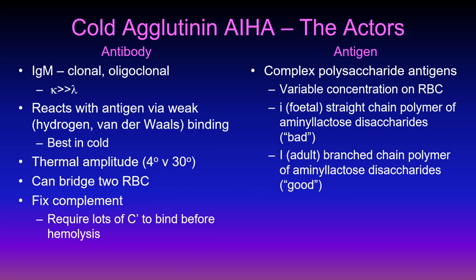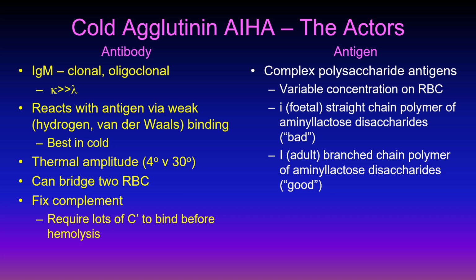So what are the actors in this play? Well, the antibody is different. The antibody is called an IgM antibody, a different kind of antibody. This is a very weak antibody that binds very weakly to red cells, which is why it binds only well when the red cells are cold. It's got what's called a thermal amplitude, meaning it binds much better at 4 degrees than at body temperature.